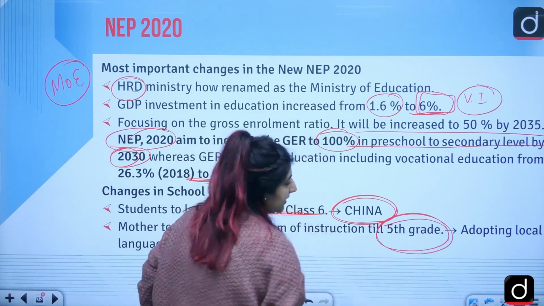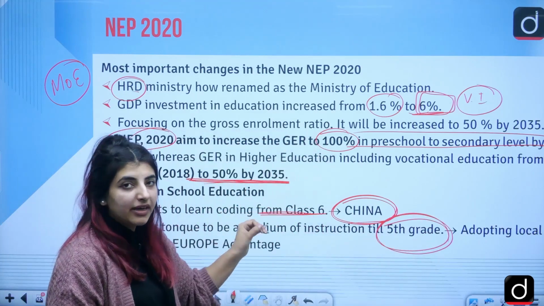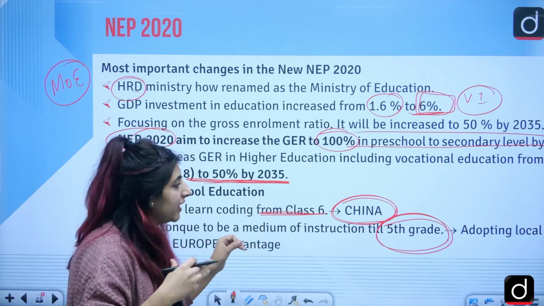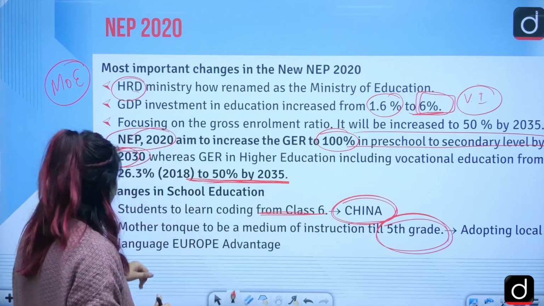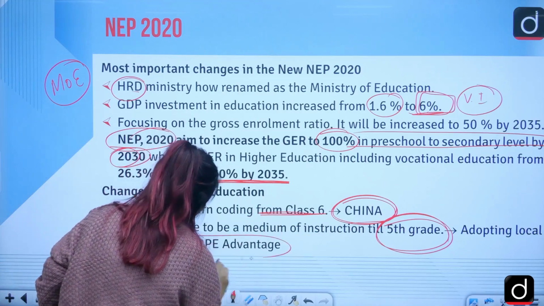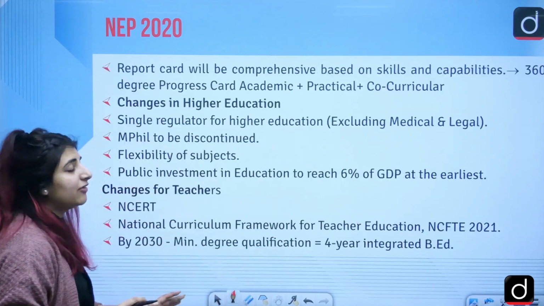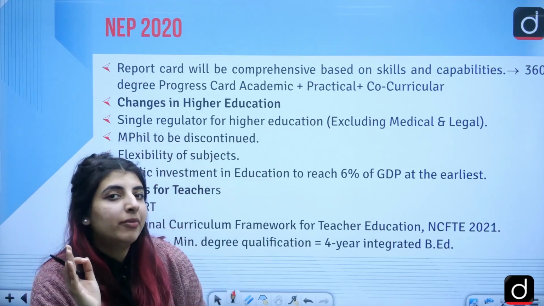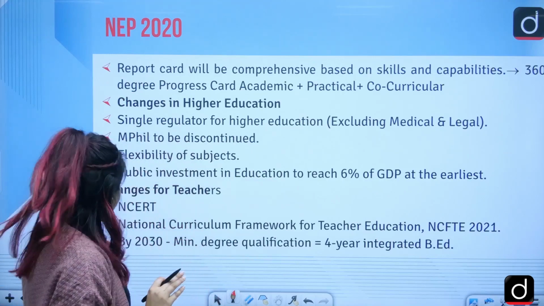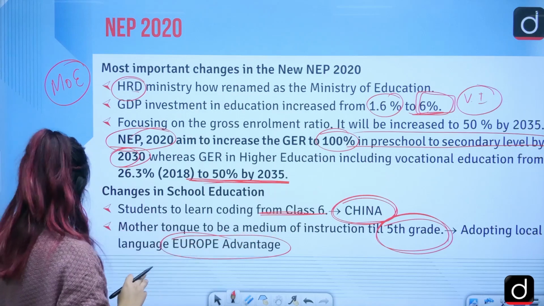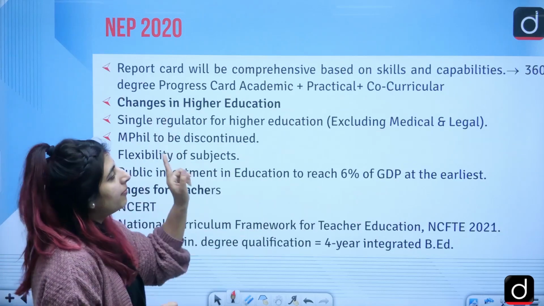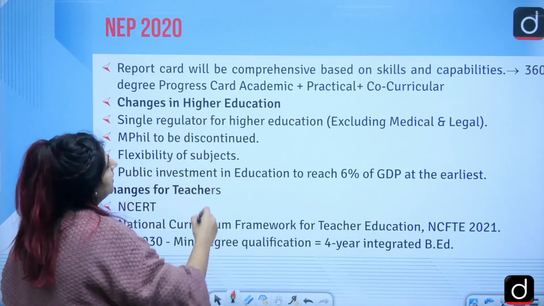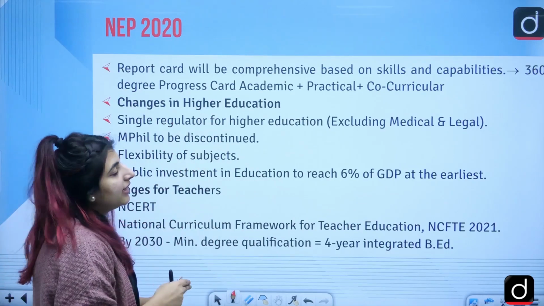So till 5th standard, mother tongue should be the one in which students are taught, adopting the local language, which is an advantage. Which means that from Europe, they have taken up this very thing, that mother tongue should be the prominent language till class 5th. Report card will be comprehensive, based on skills and capabilities. A 360-degree progress card: academic, practical and co-curricular.